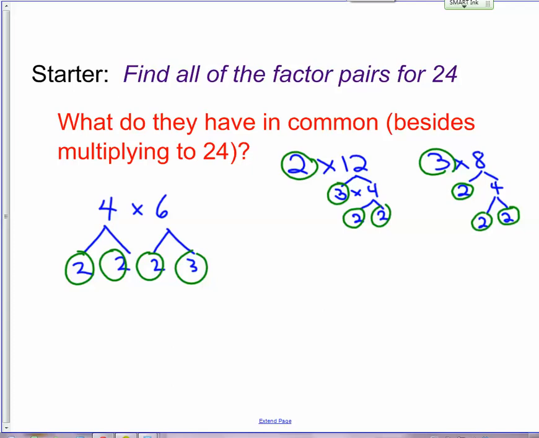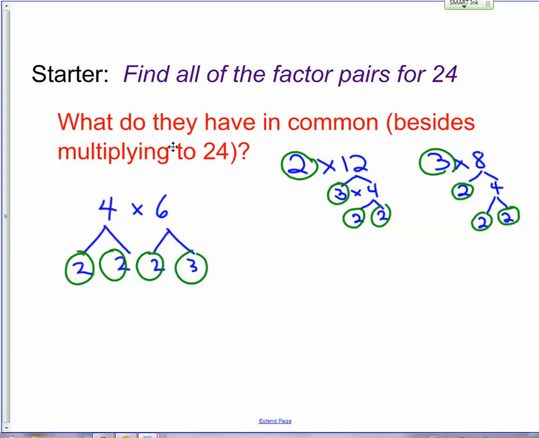We started class today by having you look at all the different factor pairs for 24, and what you were trying to find is some patterns. So some of you wrote down 1 times 24, and some of you put down 2 times 12, and some said 3 times 8, and some said 4 times 6. And then I asked you what they all have in common besides multiplying to 24.